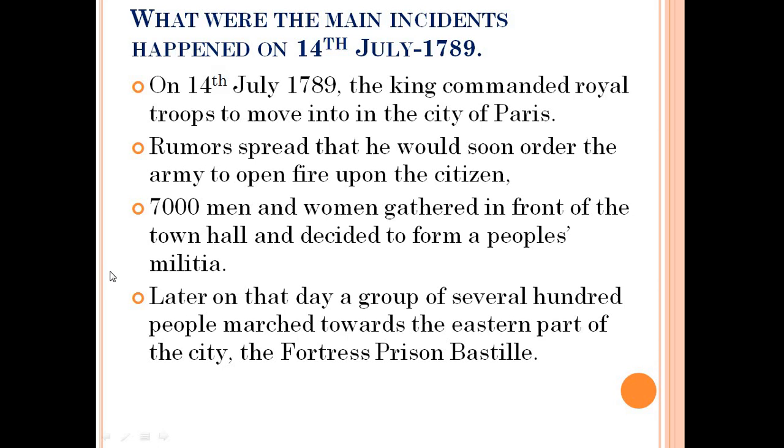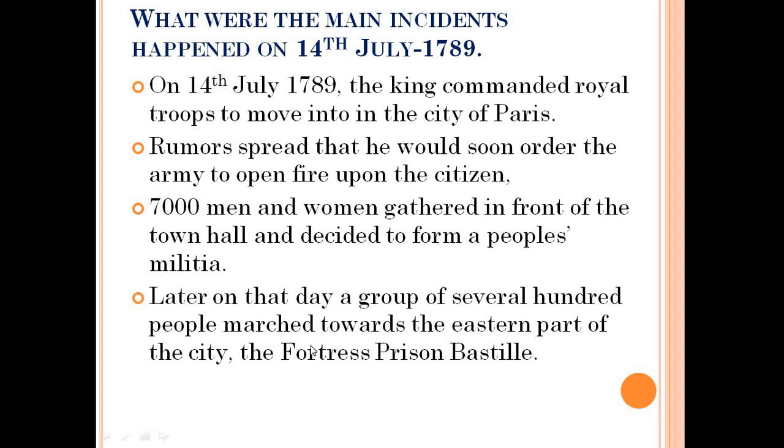They wanted to protect themselves, right? They wanted to protect themselves from the royal troops, from the royal army. That's why they gathered and built a protection against the royal troops. That's why they were forming a people's militia. Militia means an army formed by the common people.